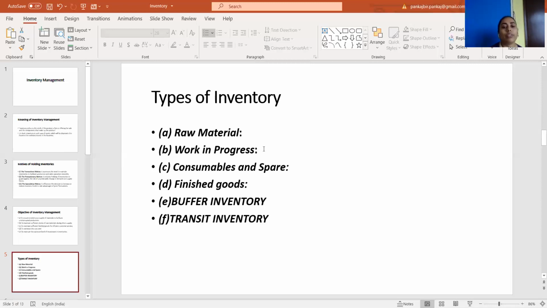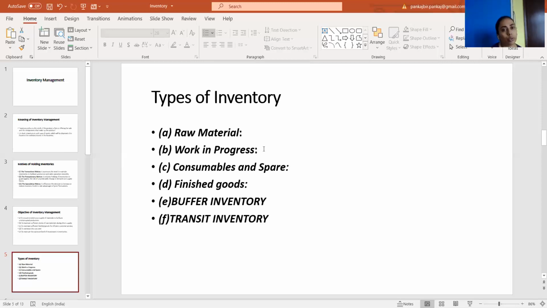Next kind of inventory is known as consumables and spares, like machine oils, gloves, nuts and bolts, tools and equipments which are used in the production process. So these come under consumables and spares.